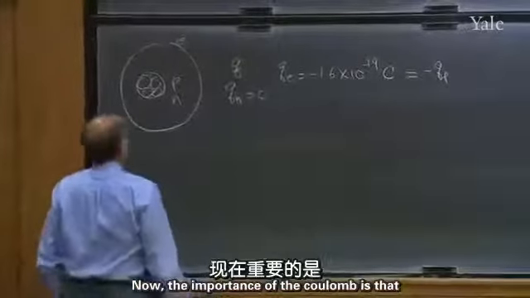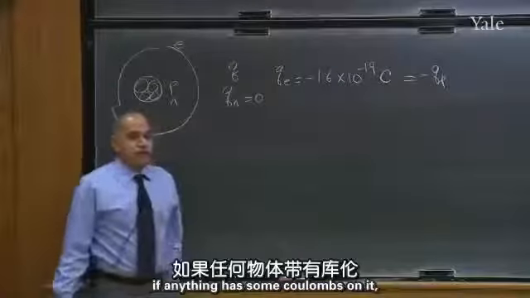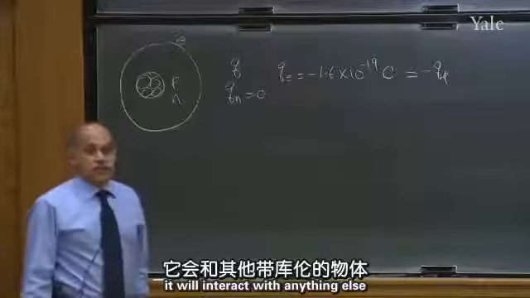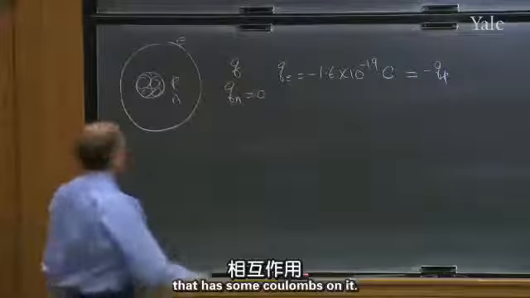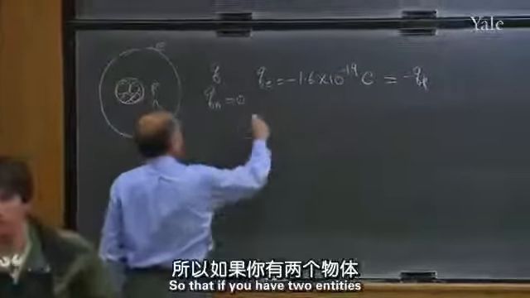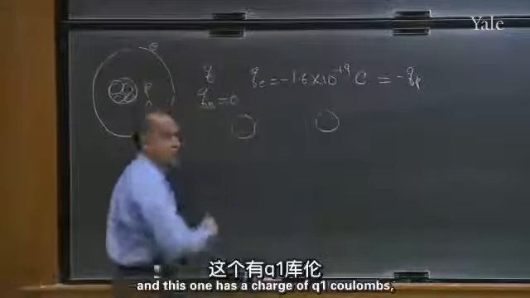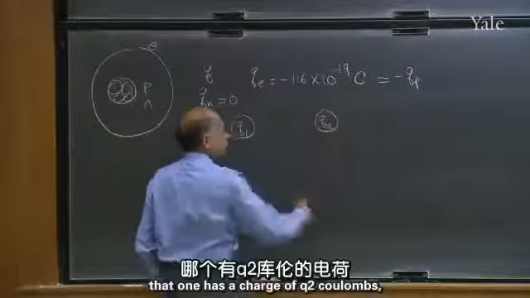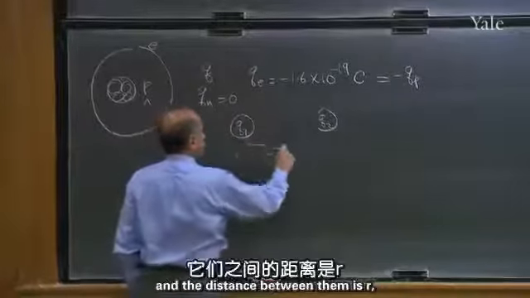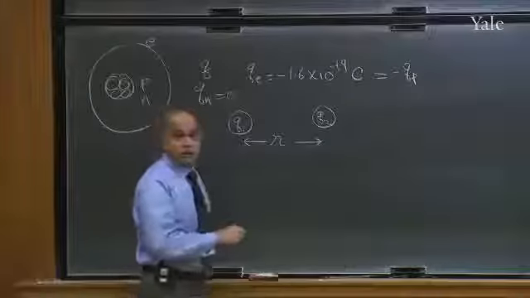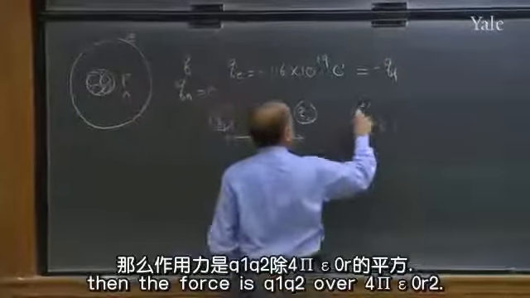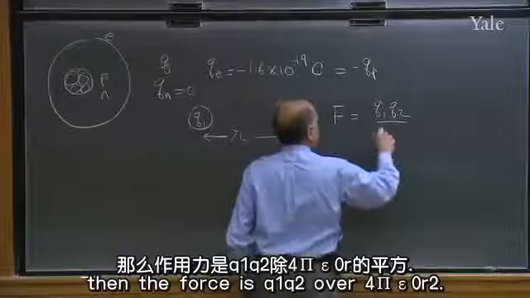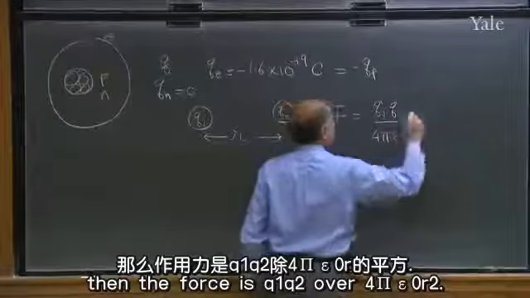Now, the importance of the coulomb is that if anything has some coulombs on it, it will interact with anything else that has some coulombs on it. So if you have two entities, and this one has a charge of Q1 coulombs, that one has a charge of Q2 coulombs, and the distance between them is R, then the force is Q1 Q2 over 4 pi epsilon 0 R square.